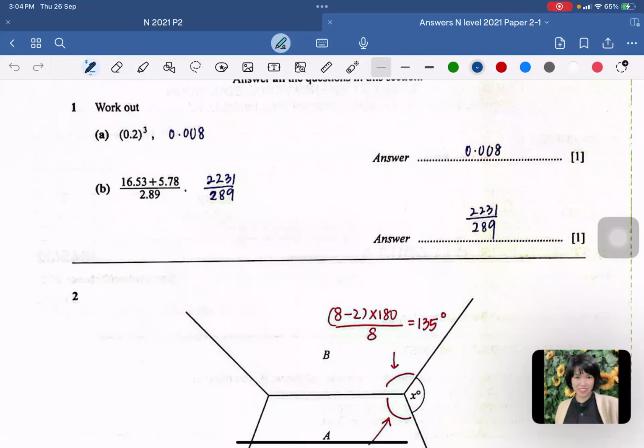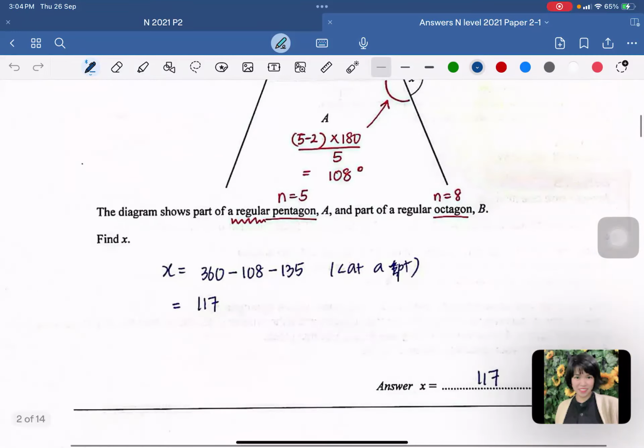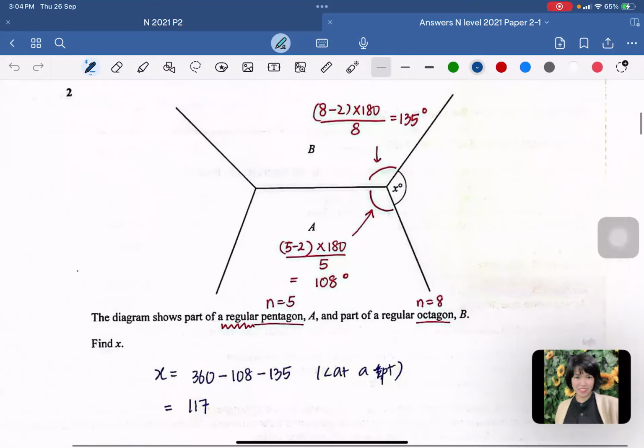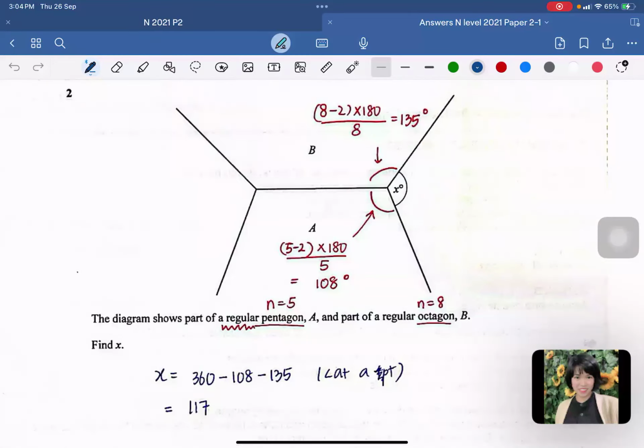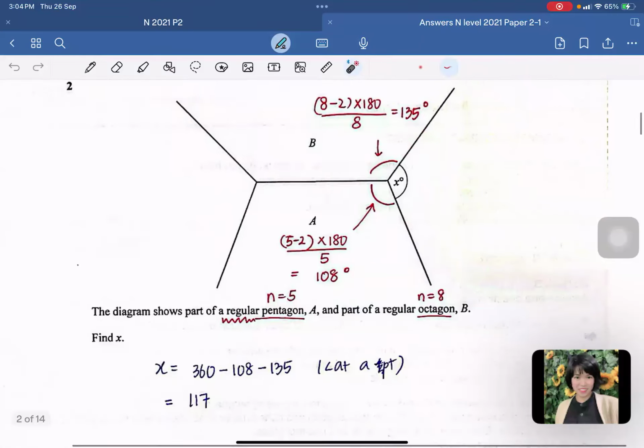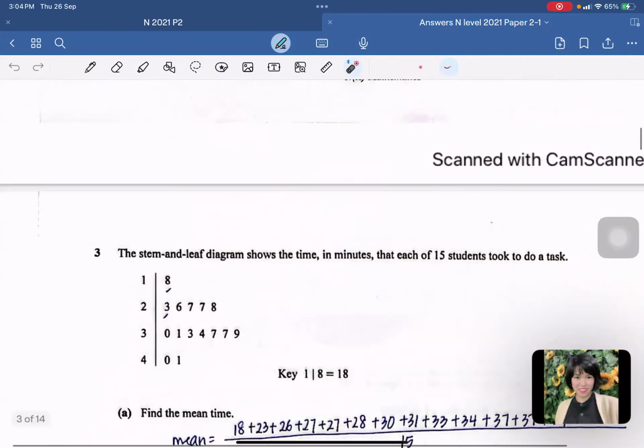Okay. Then next question over here. This one is a regular pentagon. The other day I read something similar to this in class already. So you use the pentagon formula and you find the different angles. Then you have angles at a point. Okay, that's for question number 2.